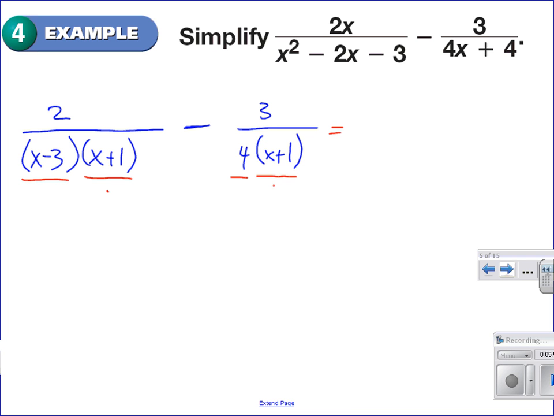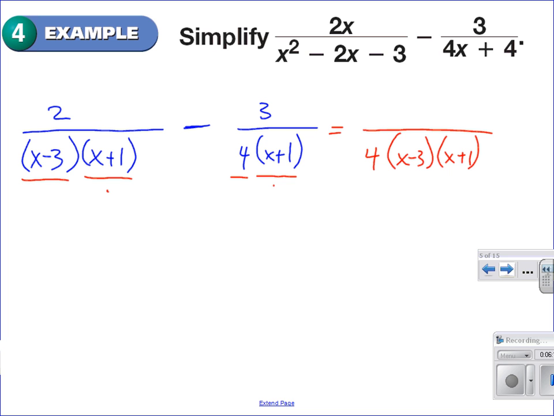So my common denominator out here becomes 4 times the x minus 3 times the x plus 1. Now everything is represented in my denominator. Okay, so my denominator is perfect there like that. So now we have to multiply by what's missing on the top, and we will be done.